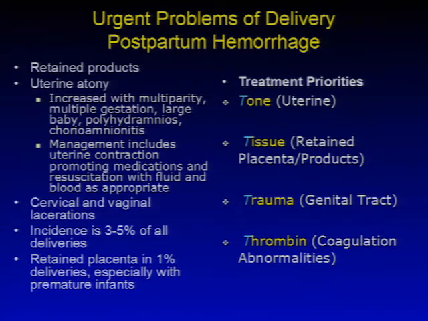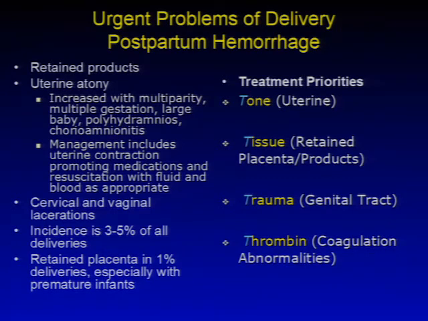Infected women are more likely to have postpartum hemorrhage, and postpartum hemorrhage is a major maternal morbidity factor. Postpartum hemorrhage can also occur with retained products, uterine atony, cervical and vaginal lacerations, and the treatment priorities of postpartum hemorrhage include 4 factors.